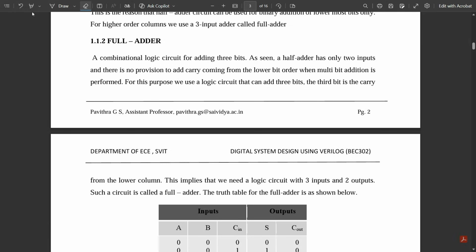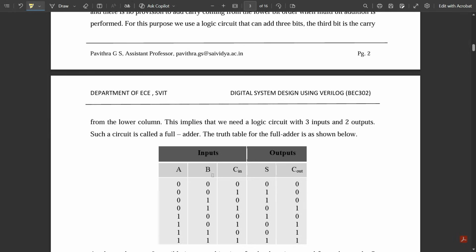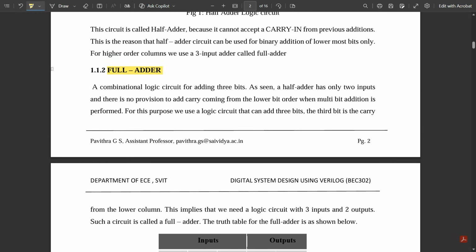Now let us get to the next circuit, which is called the full adder. Here it follows the same logic as the half adder, but instead of two inputs we are using three inputs. One more, additional input, is the carry in. That is one additional input which you require for the full adder. So let us see what is given here. A combinational logic circuit for adding 3 bits is called a full adder.